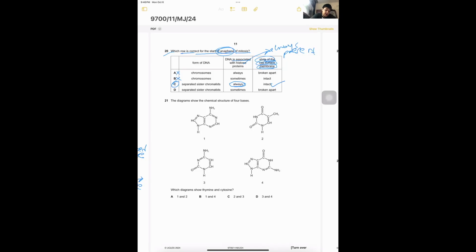Question number 21. The diagrams show the chemical structure of 4 bases. So you can see all the 4 structures. Which diagrams show thymine and cytosine? These 2 structures are one ring structures, I think we know that. And the only one ring structures are this and this. This has 1, 2 rings. Even this has 1 and 2 rings. So the answer should be 2 and 3, which is C.